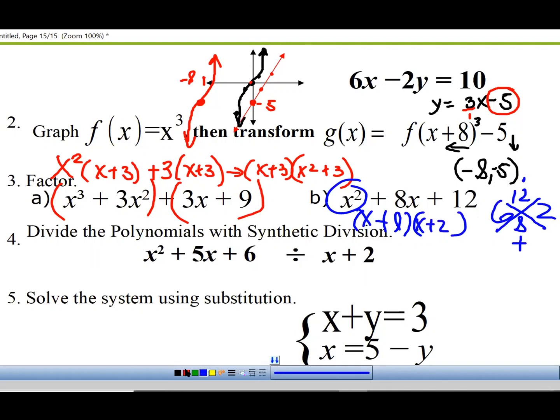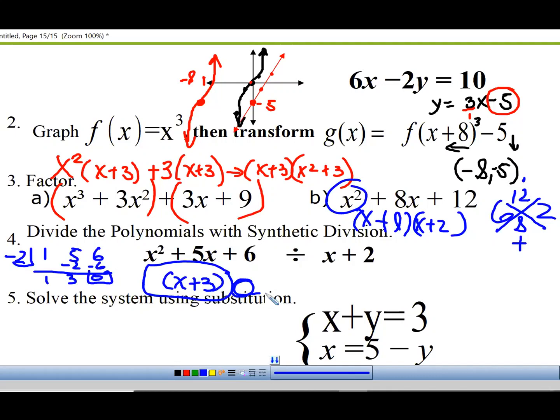Number 4, divisor, we start with -2. And we divide using the coefficients, 1, 5, and the constant. So that means I bring this down, times that's -2, that's 3, times -2 is -6, 0 remainder. So my quotient is x plus 3. That's my quotient. And if we multiply that times the divisor, we should get the original dividend.